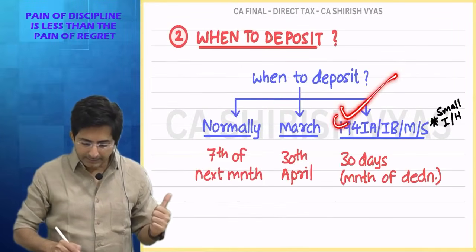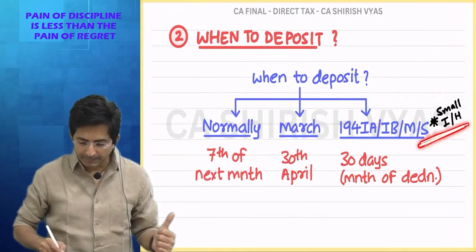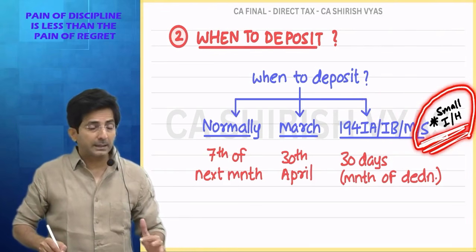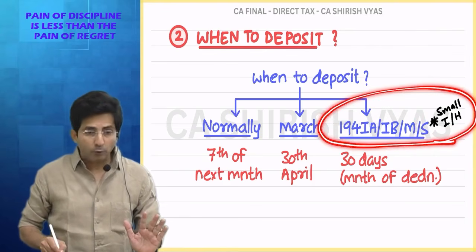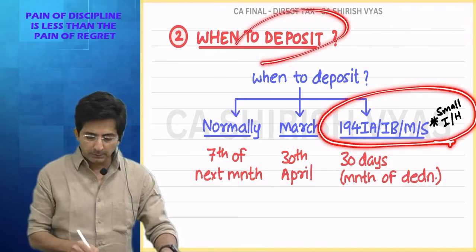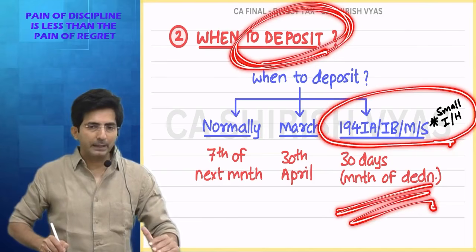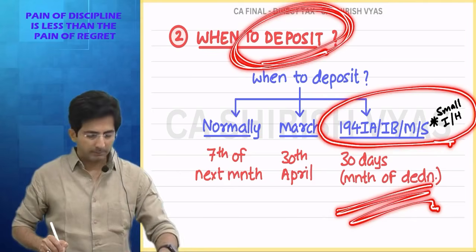Look, IA, IB, M and S. But S means which type of S? Virtual digital asset if purchased by a small individual or HUF. So if these 4 cases you see in the question, what will be your answer? Deposit the TDS by 30th of next month. Technically, you should not say 30th of next month, but within 30 days from the end of the month of deduction.